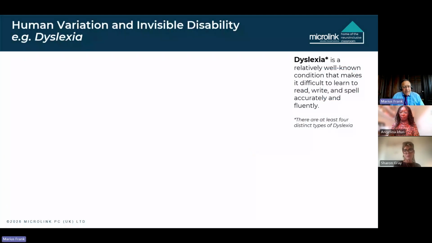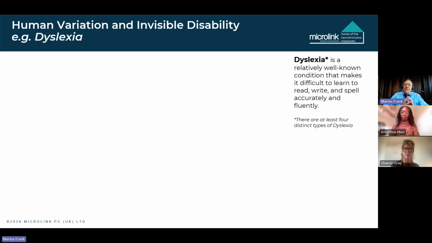But some individuals have what we call invisible disability. And let's take an example which is relatively well known, and we'll call it dyslexia, a difficulty to learn to read, write, and spell accurately and fluently. What people might not know is that there's at least 4 distinct different types of dyslexia that might come individually or in combination. But let's start off with dyslexia.